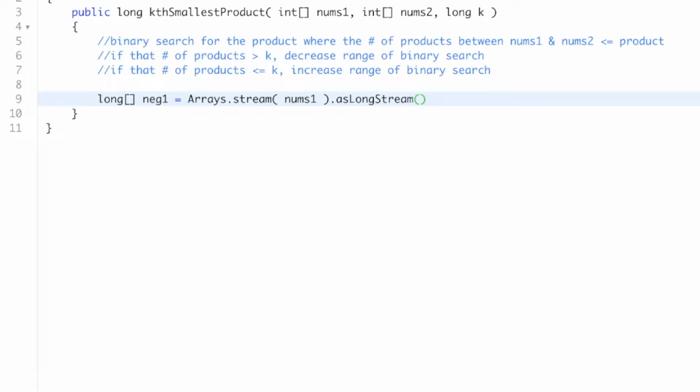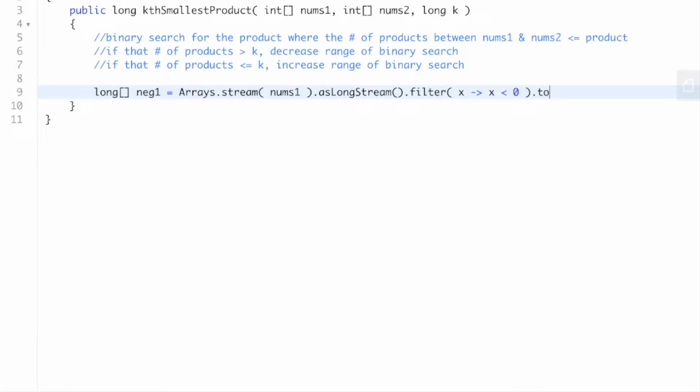I'm just converting this because it gave us an integer array; I'm converting it to a long array. This is because I don't want to deal with integer overflow later when we're multiplying products and stuff. So asLongStream, and then we want to filter out all the negative numbers. So we say x is less than 0 and toArray.